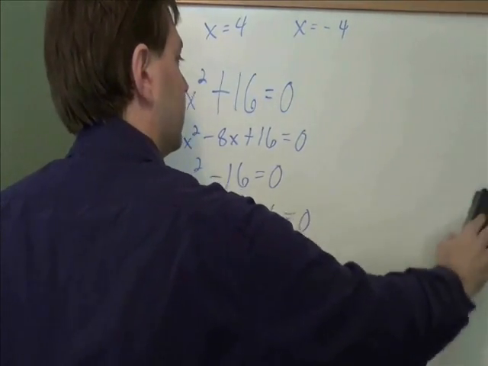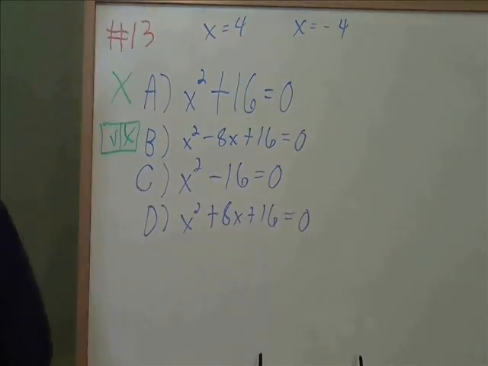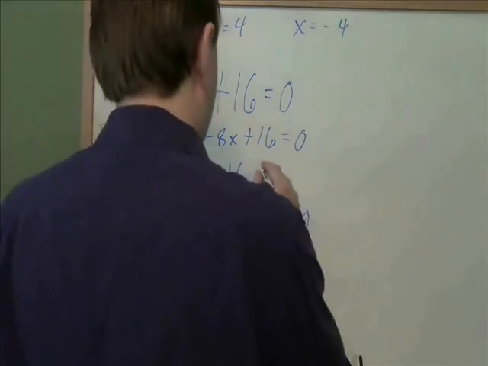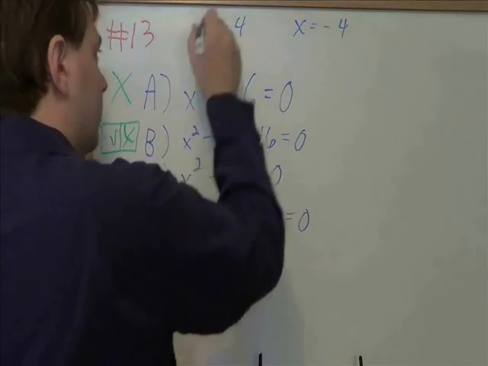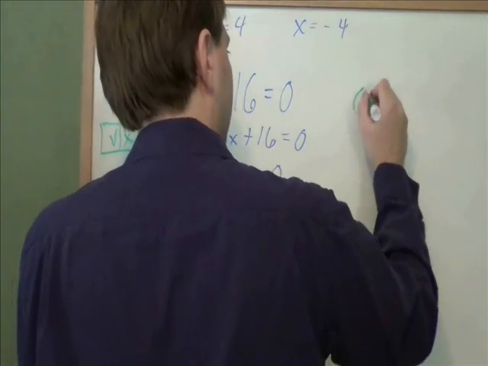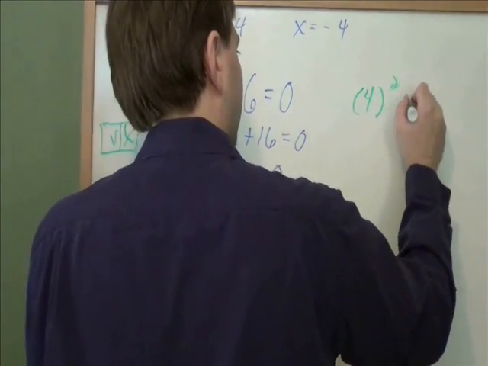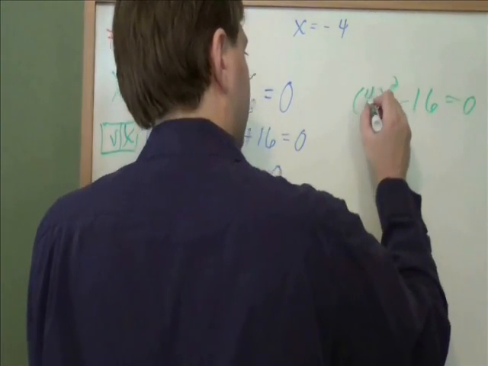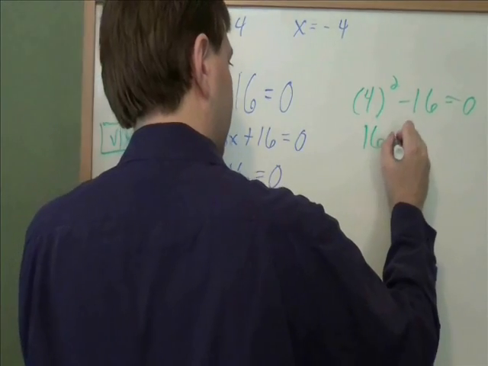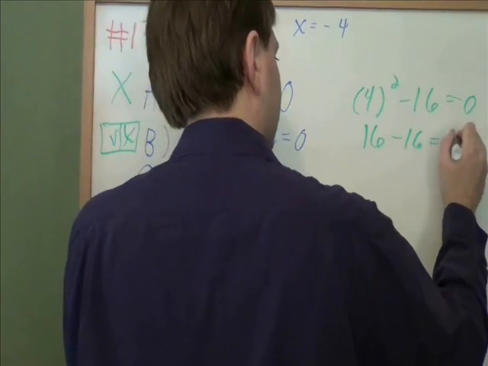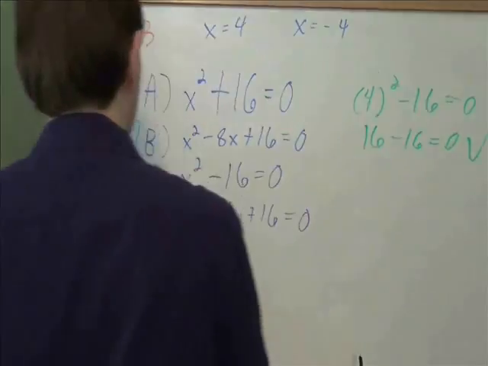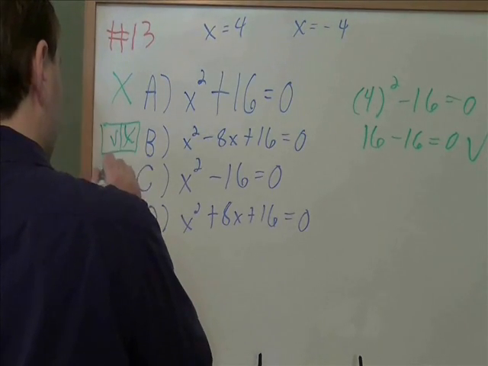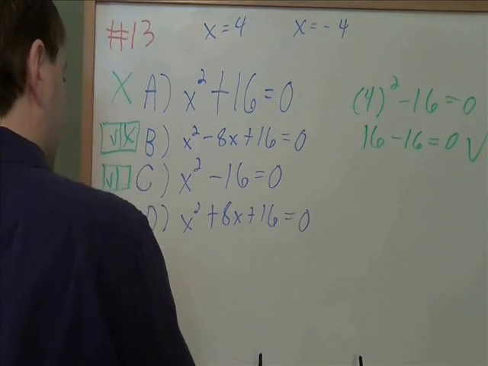Next, we'll try out answer C. x squared minus 16 equals 0. First of all, let's plug in 4 for x. 4 squared minus 16. 4 squared is 4 times 4, gives you 16. And 16 minus 16, that does give you 0. We've gotten one of the two things we need there, so that's a check there.